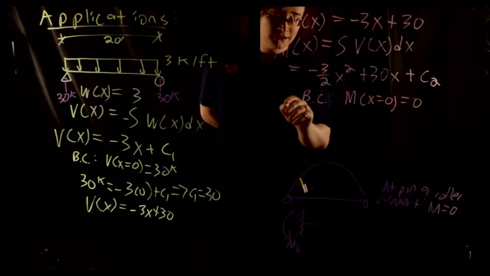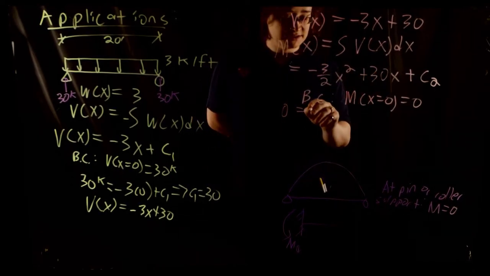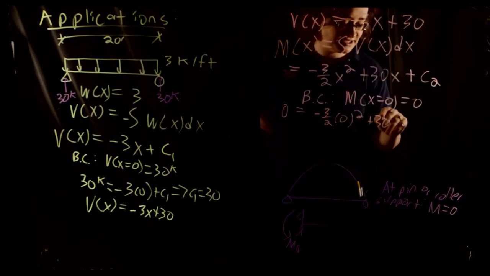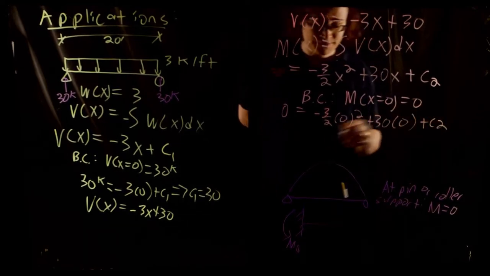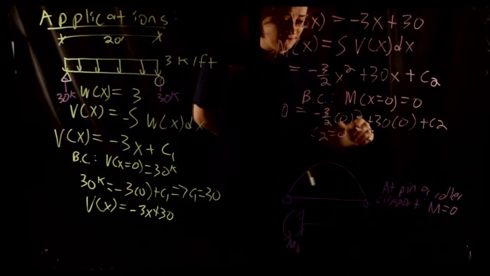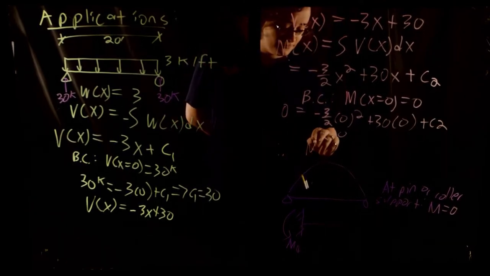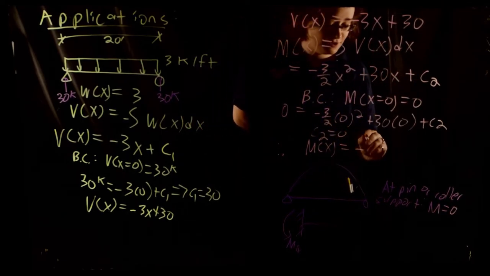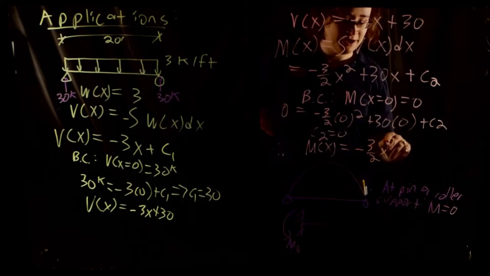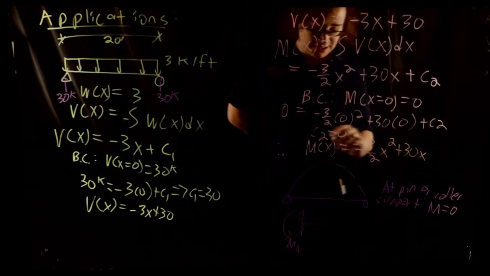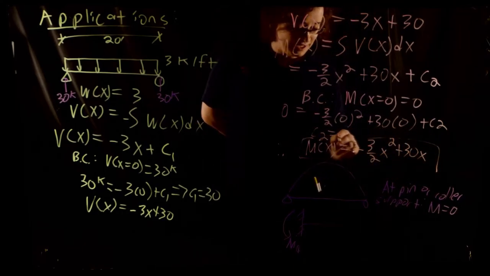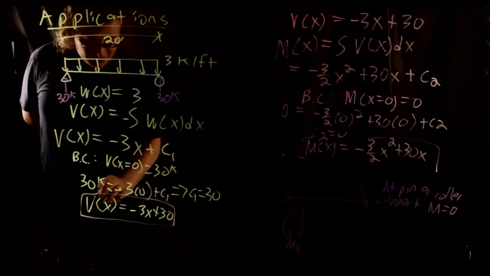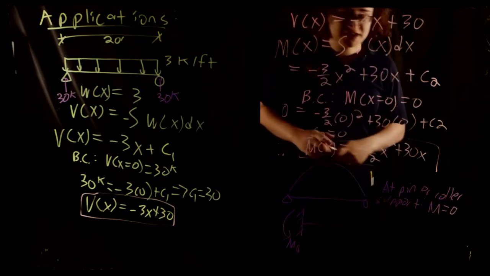So that's not too bad. That makes things nice and easy. So if I put in negative 3/2 times 0 squared plus 30 times 0, you can probably see where this is going, plus C2, and C2 equals 0. Therefore, our M as a function of x is simply equal to this equation without the constant, negative 3/2 x squared plus 30x. So I now have my complete shear function and my complete moment function. And if I want to create shear and moment diagrams, all I have to do is plot those equations. And I trust you know how to plot an equation.